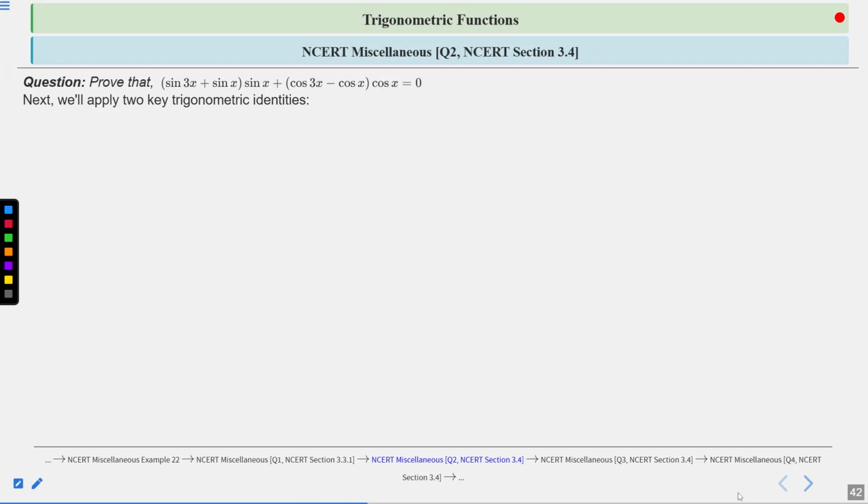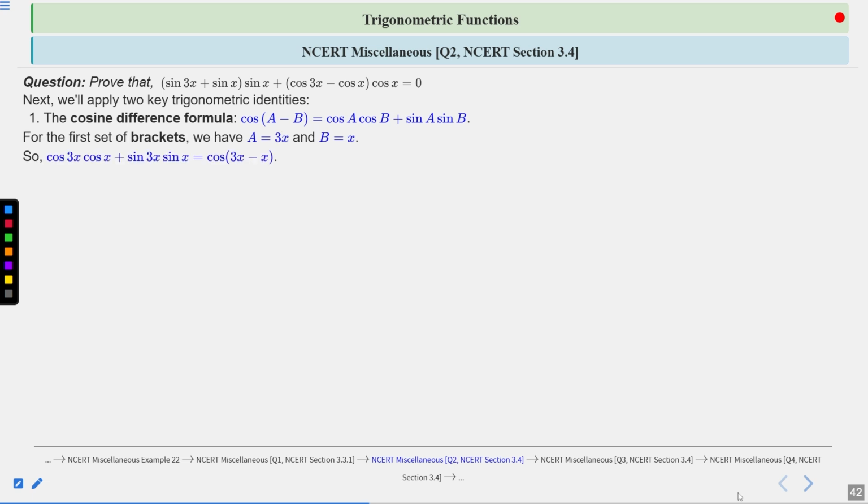Next, we will apply two key trigonometric identities. First, the cosine difference formula, which is cos a minus b is basically equal to cos a cos b plus sin a sin b, right? For the first set of brackets, we have a equal to 3x and b equal to x. So cos 3x into cos x plus sin 3x into sin x is equal to cos of 3x minus x.